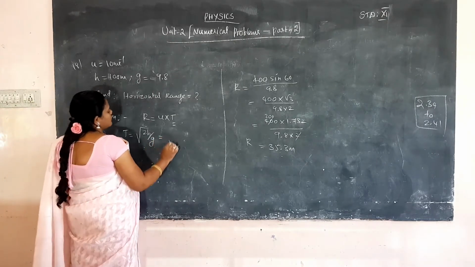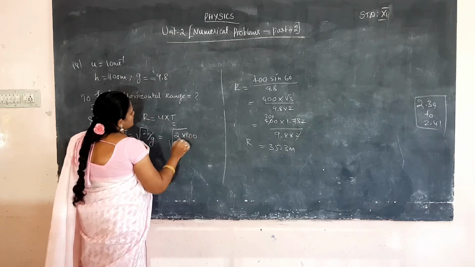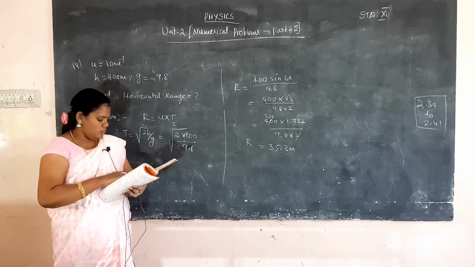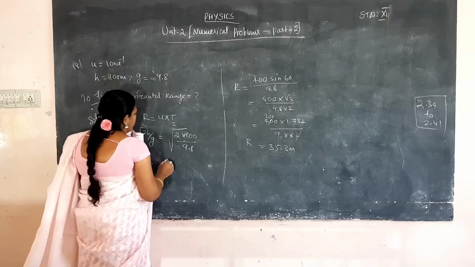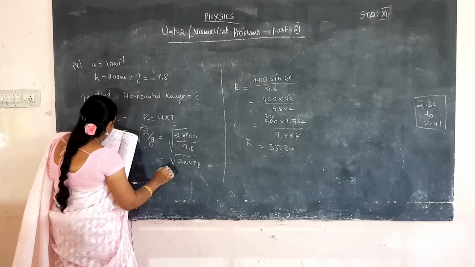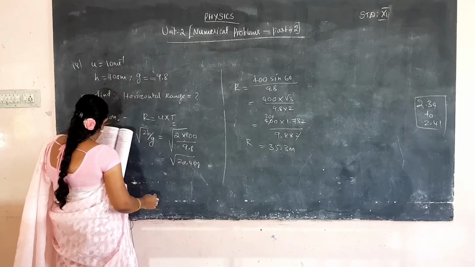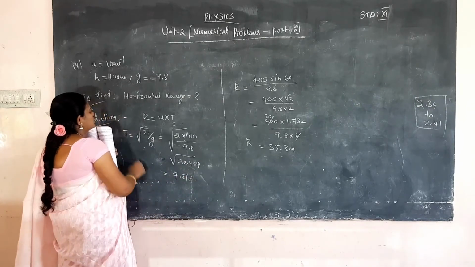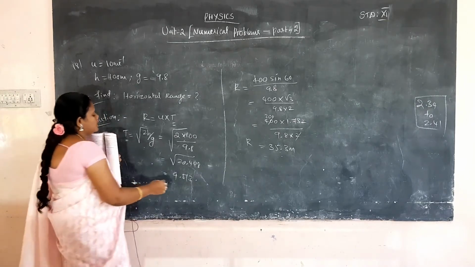What is the h value? 2 into h, h is 100, so 200 by g, g is 9.8. So root of 200 by 9.8. 200 by 9.8 is 20.408. Square root of 20.408 will be equal to 4.513. This is the time period. The time taken by the projectile is 4.513 seconds.